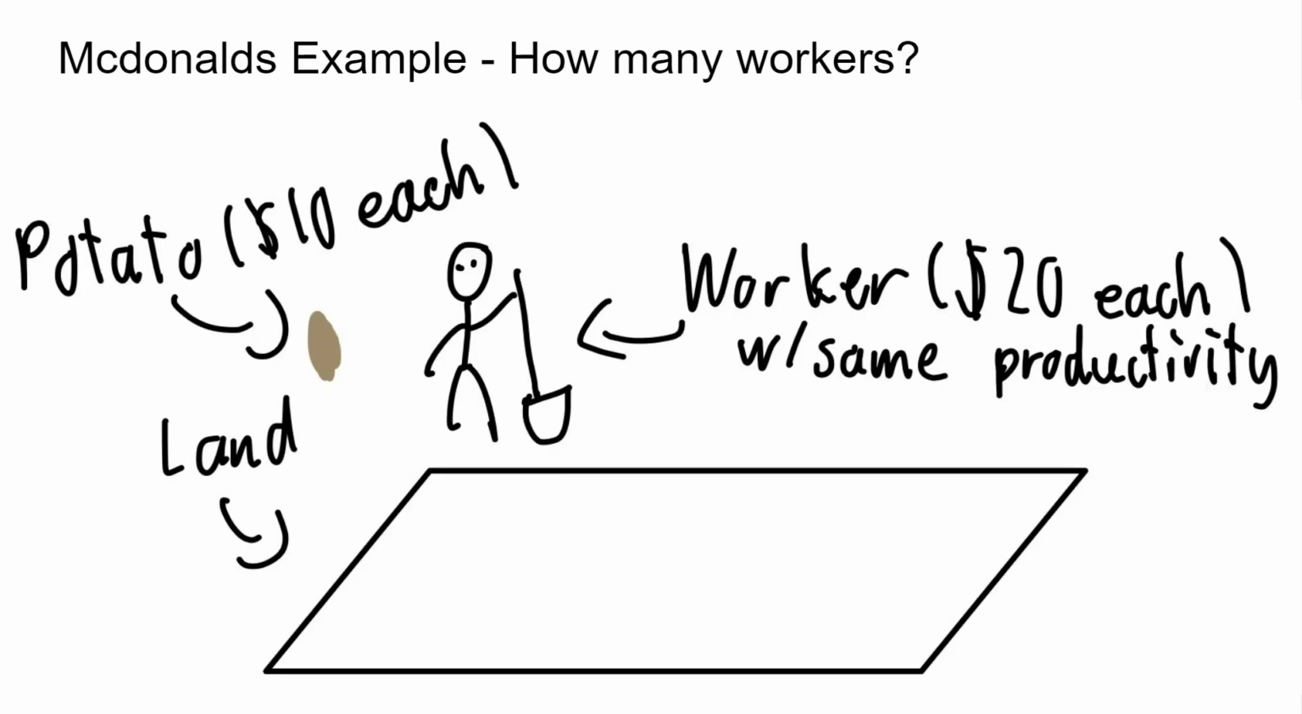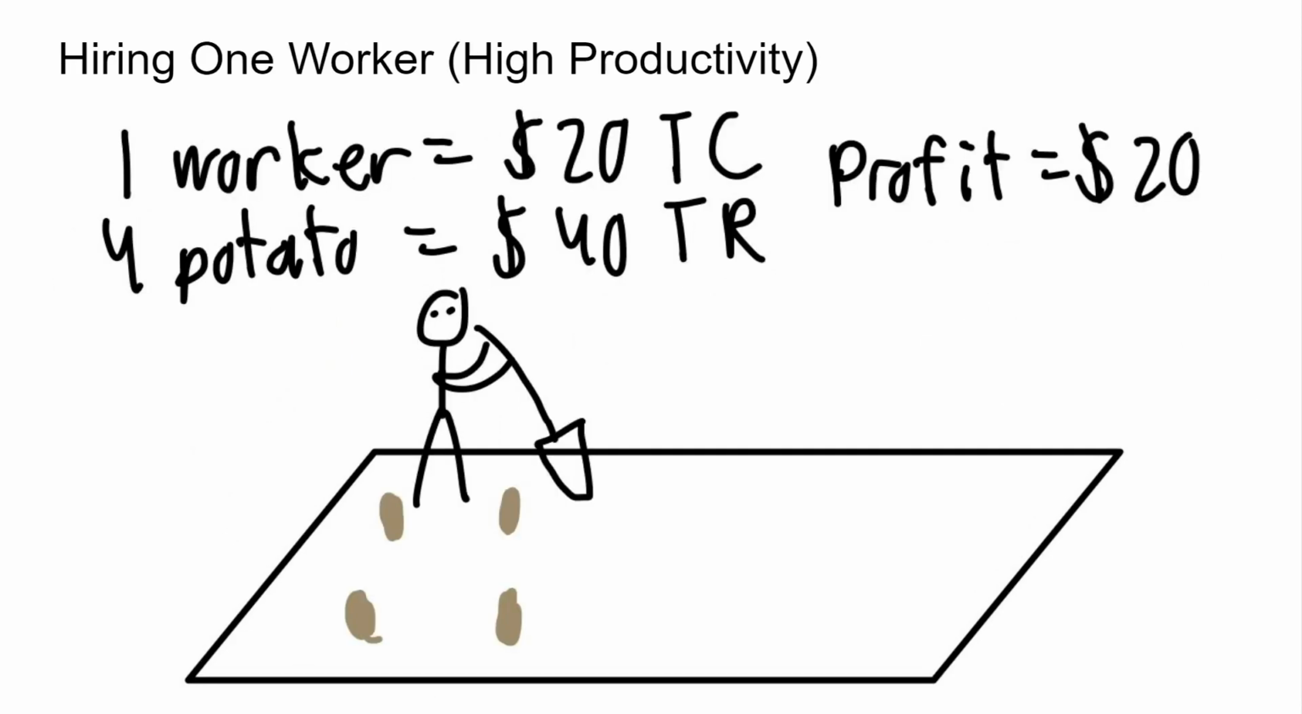Let's say that McDonald's is deciding how many workers they should hire to grow potatoes on their plantation. The increasing factor of production in this case would be the quantity of workers hired. The constant factor would be the amount of land. For simplicity, let's assume that the workers are clones and their productivity is the same.